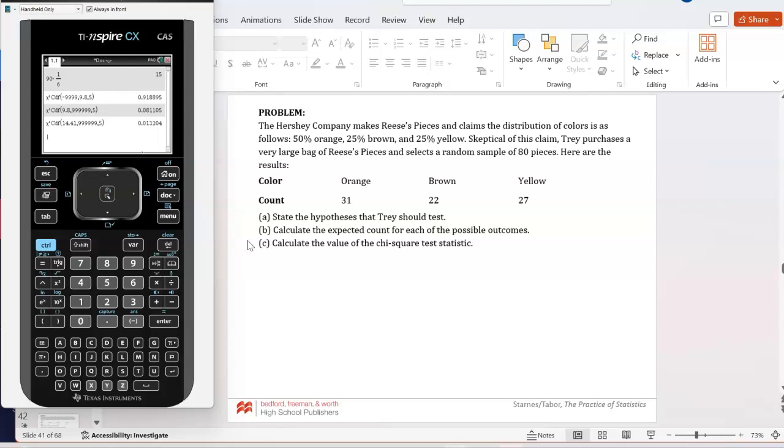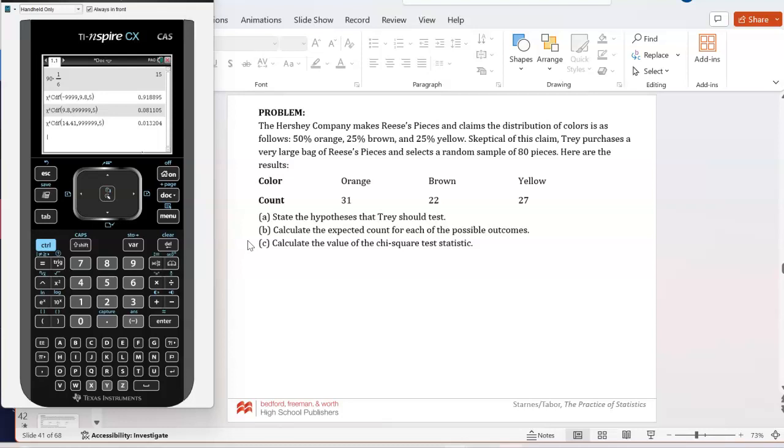Okay. The Hershey Company makes the Reese's Pieces claim that the distribution of colors is as follows: 50% orange, 25% brown, and 25% yellow. If you've had Reese's Pieces, you know there are a lot of orange ones. Skeptical of this claim, Trey purchased a very large bag of Reese's Pieces and selected a random sample of 80 pieces. Here are the results.